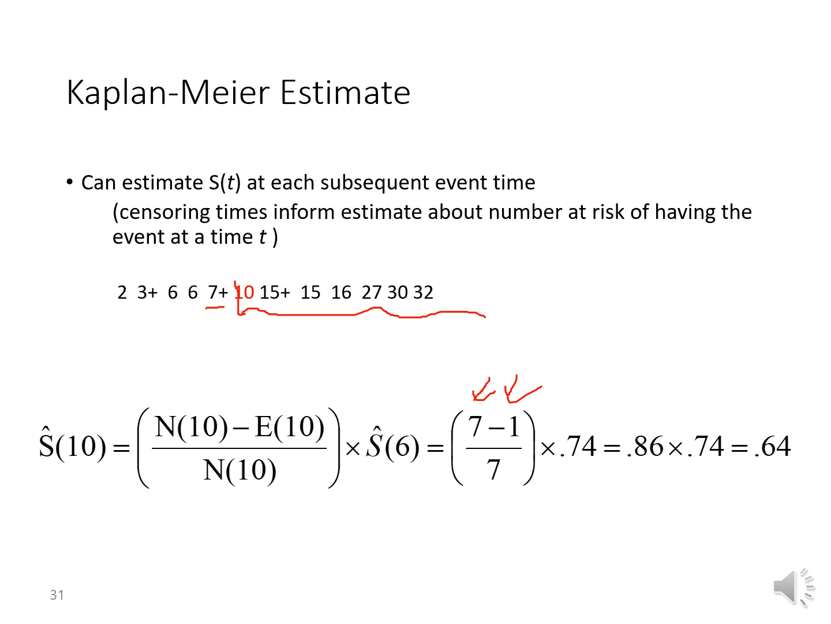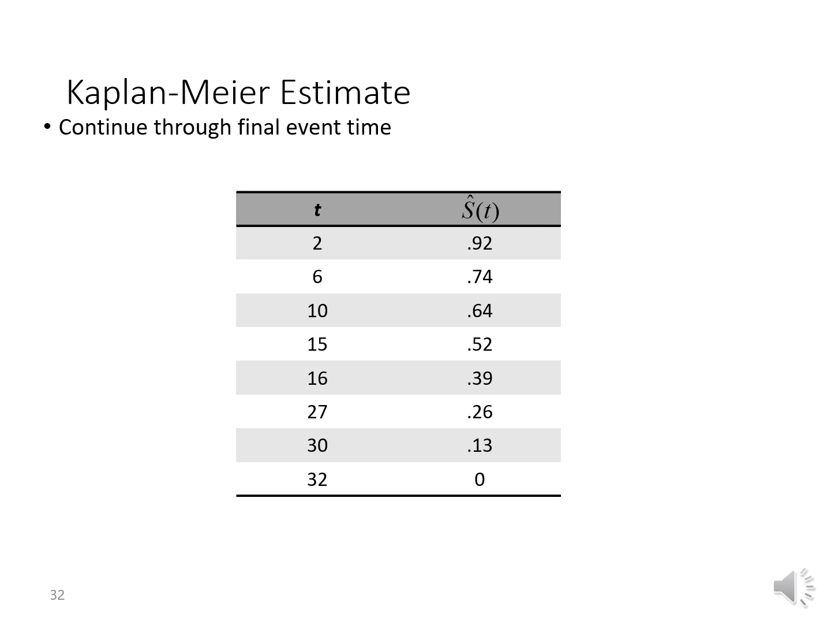Again, the probability of having an event at month 10 is 1 out of 7. So this is the probability of the event, and this is the probability of surviving the event. This is surviving, and this is having the event. Okay, and when we do all the survival probabilities, this is what we get.